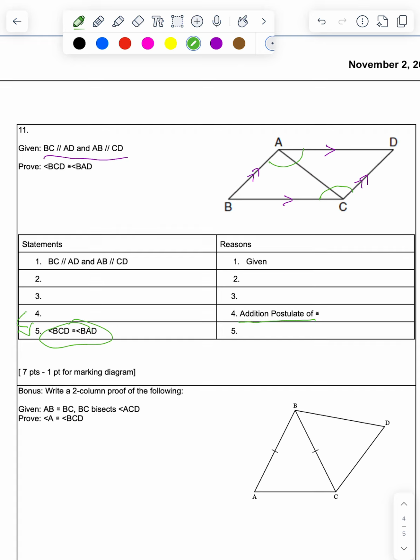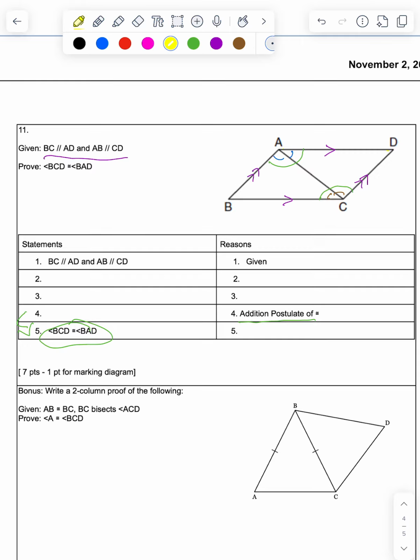So then I ask myself, what are the pieces of those two big green angles that I need to add together? If I add these two pieces together, then I get the whole green angle BAD. And if I add these two pieces together, I get the whole green angle BCD. So now I just need to figure out how I'm going to get congruent pieces for my addition to work. Because remember, for addition, we have to start with congruent, we have to add congruent, and then we get congruent. And that's where marking the diagram comes in.